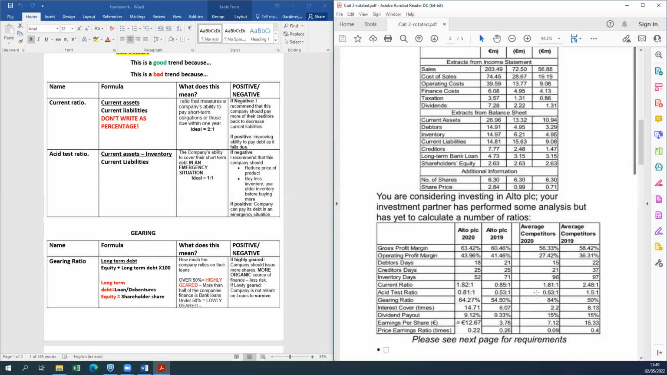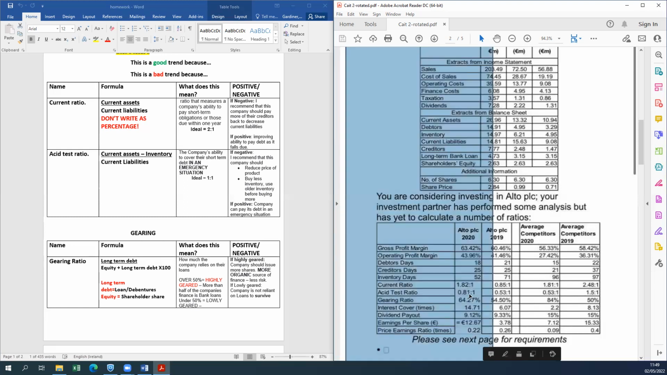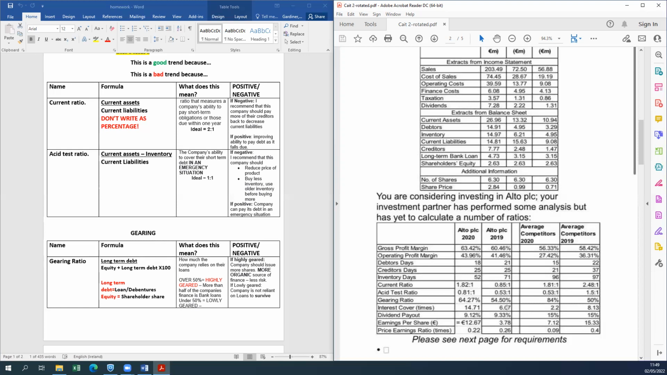And it's still above the industry average. So you could say that, and it's increasing. So you could say it's positive, but it's still reliant on inventory.